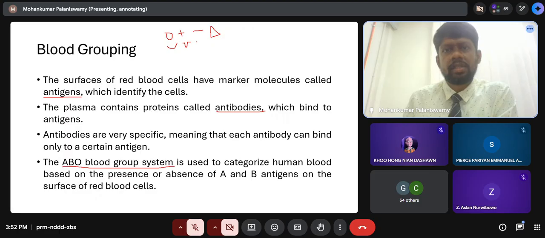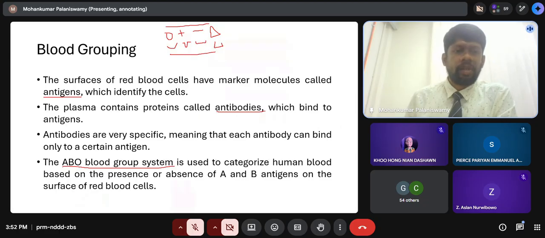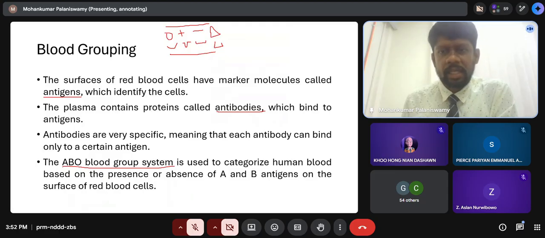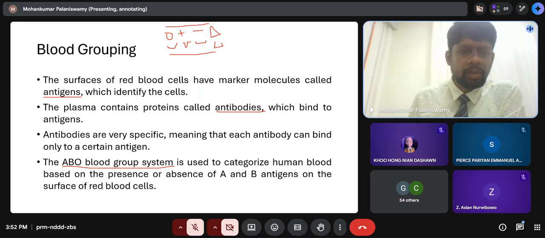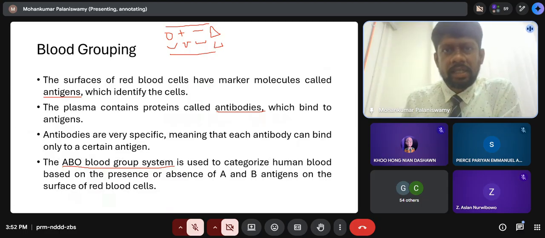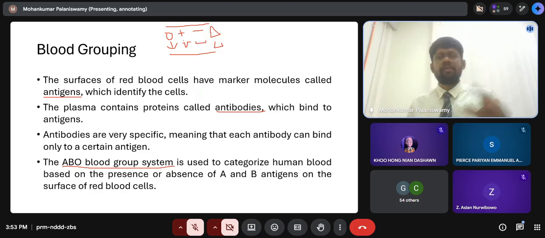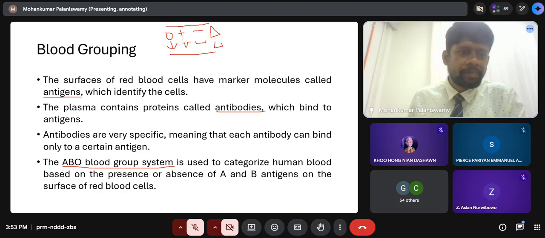How to draw for this? Something like this and something like this. So these are all antigens. These are all antibodies. Antibodies are very specific, meaning that each antibody can bind only to a certain antigen. So this antigen will get attached only to this antibody. It will not get attached to this or this. So they have very specific requirements.